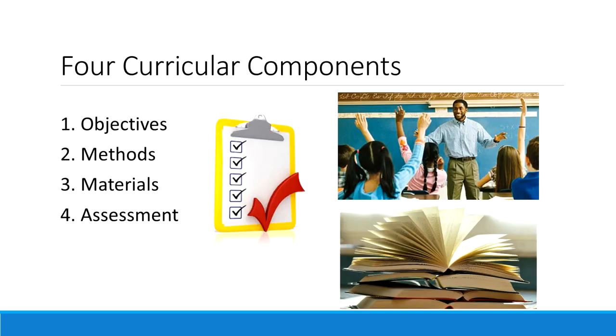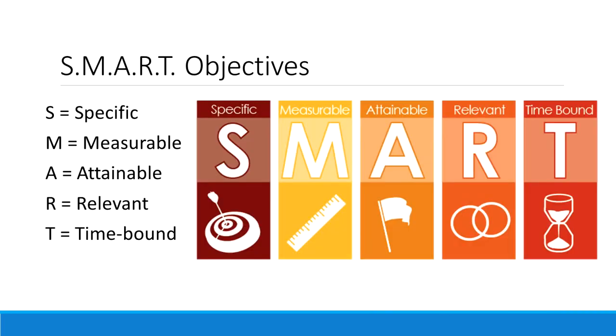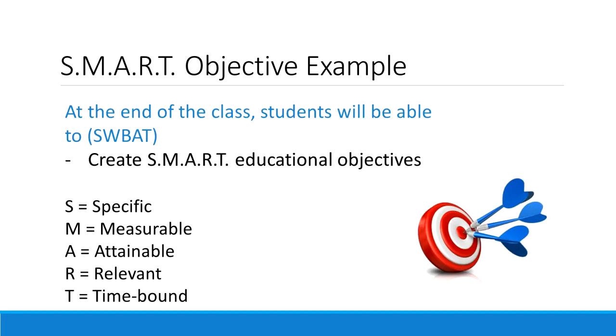So remember in the last module, we talked about the 4 curriculum components: your objectives, the methods, the materials, and the assessment. So we're going to start off talking about objectives. In your curriculum, they probably give you objectives, but we need to make sure that they are SMART. And what does that mean? Are they specific? Are they measurable? Are they attainable? Are they relevant? And are they time-bound?